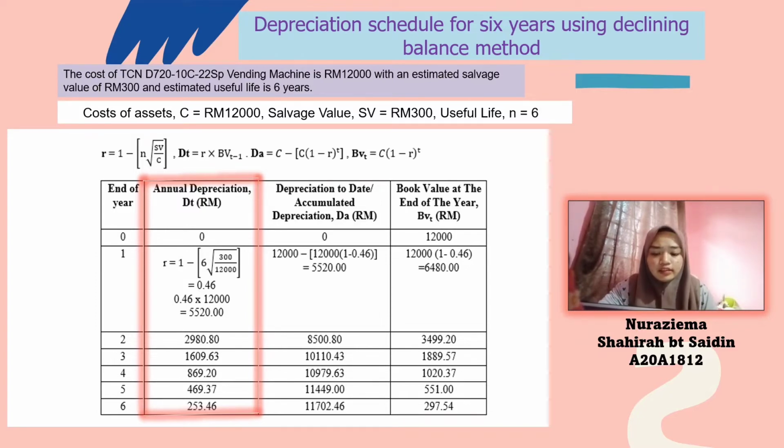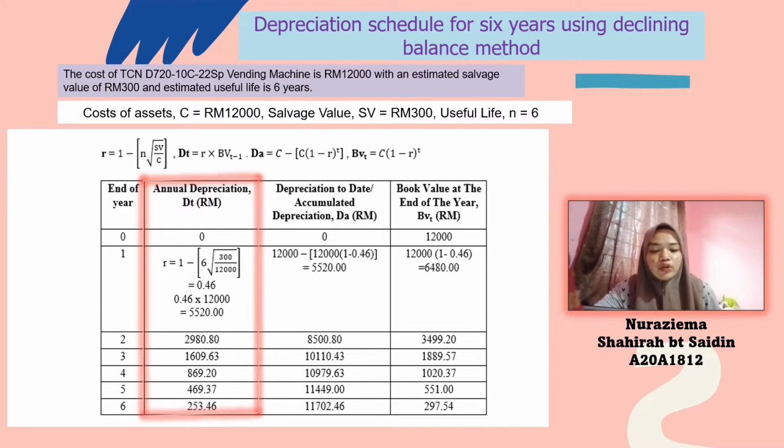As you can see, we got the annual rate of depreciation is 0.46, while the book value for year 1 is 6,480 ringgit. So, based on year 1, to get annual depreciation, we just multiply it and the answer will be 5,520 ringgit.